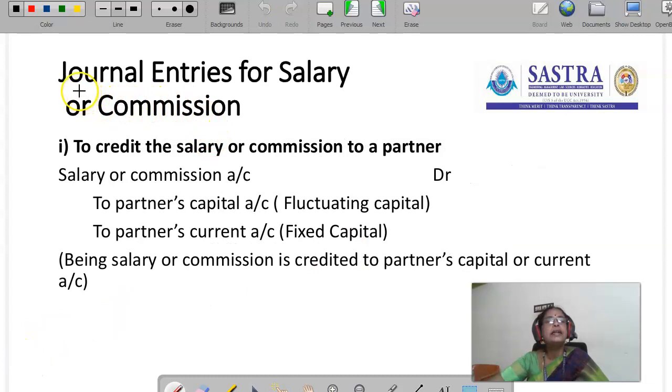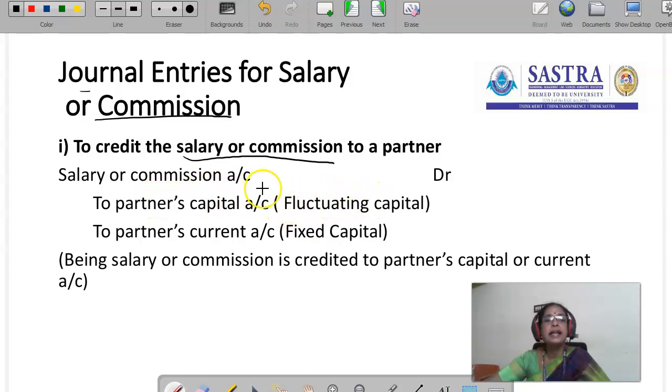Then the next one is journal entries for salary or commission. How do we pass the journal entry to credit the salary or commission to the partner? Here we have to remember one thing: salary or commission is an income for the partner and an expense for the firm. So it has to be credited to the partner's capital account and debited to P&L appropriation account, because the P&L appropriation account is prepared from the viewpoint of the firm, and so it is an expense for the firm.